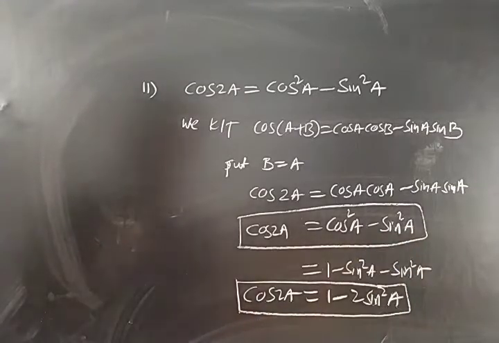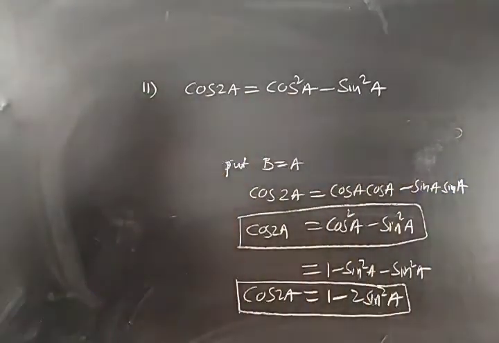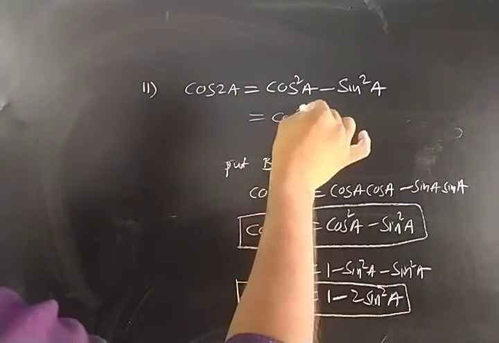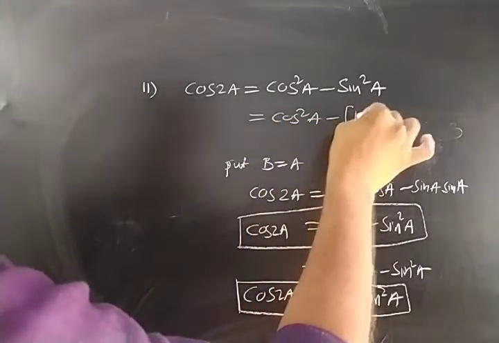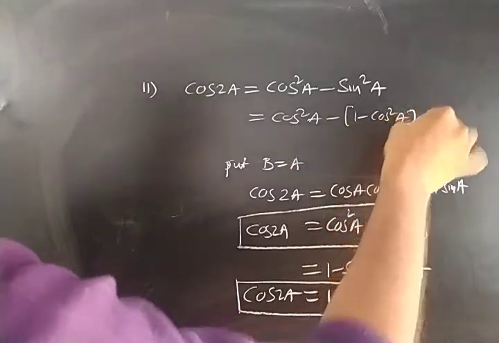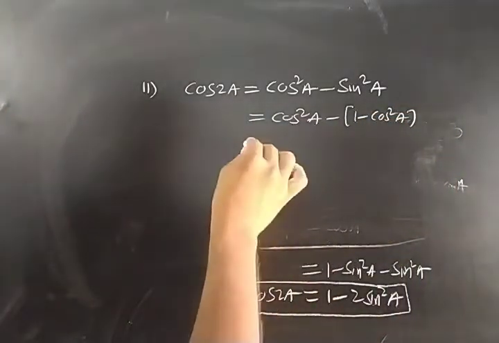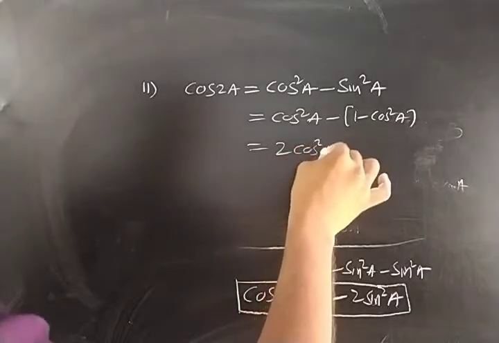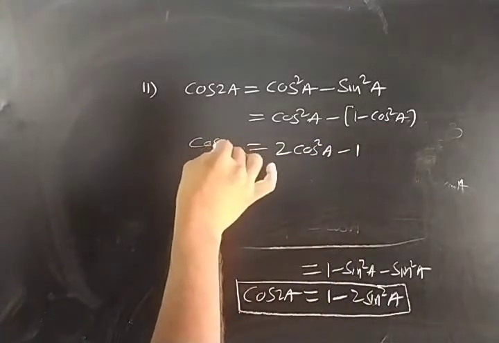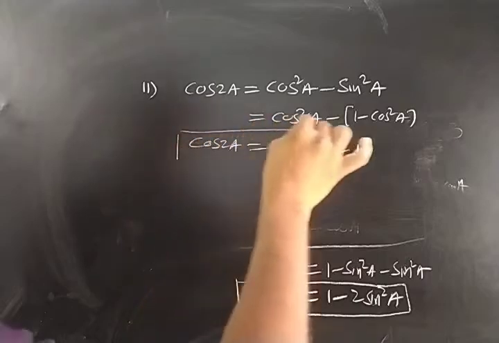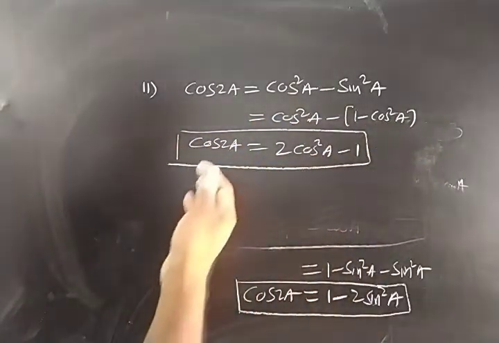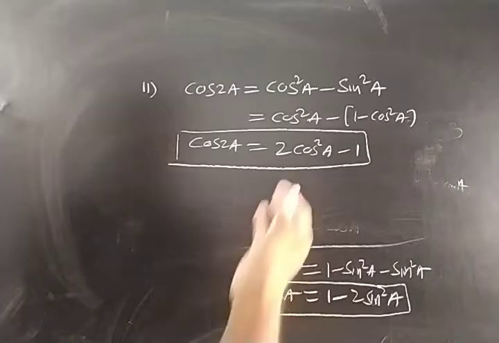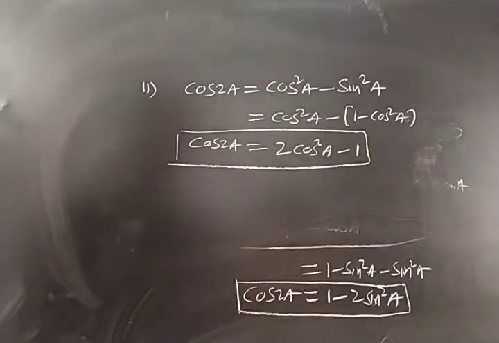Suppose in place of sin square A, I put 1 minus cos square A by the identity. Then it becomes 2 cos square A minus 1. If it is necessary, you can use this formula also. If you need to convert cos 2A in terms of only cos, you can use this formula. If you need to convert cos 2A in terms of only sin, you can use the other formula, which is derived from the main formula. So this is the second identity.